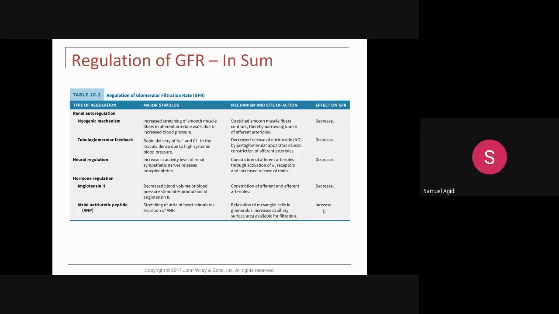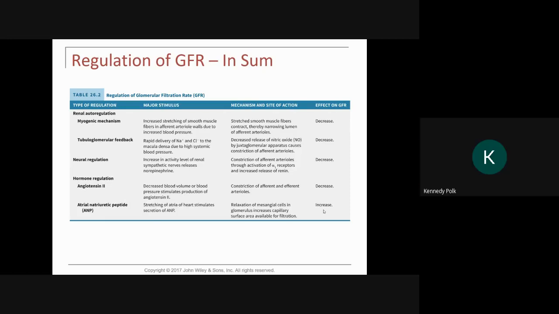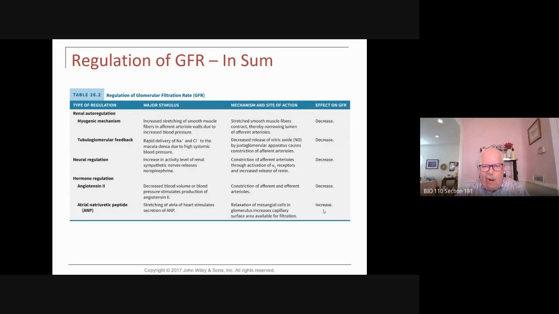Kennedy, hi. Hey, did you get the question? Is it more? Yes, it's more. More GFR and more urine. Okay? So there are drugs that affect GFR. That's important to understand. All right?